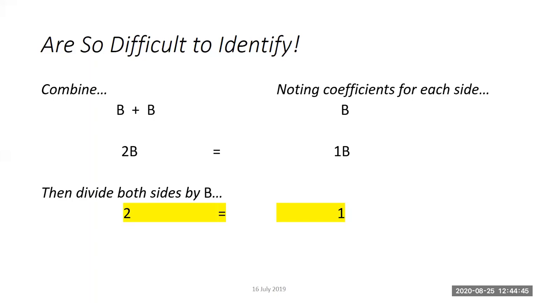Holy buckets. What's going on here? What happened? How is it that 2 equals 1? If a equals b, and I did what I was supposed to do on both sides of the equal sign, according to algebra, I should not be in a place where I've just proven that 2 equals 1.